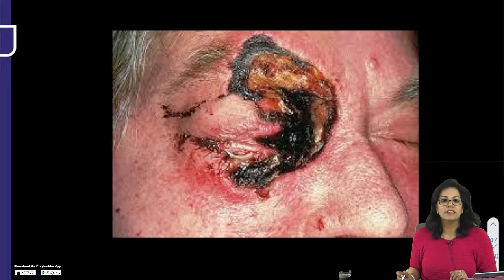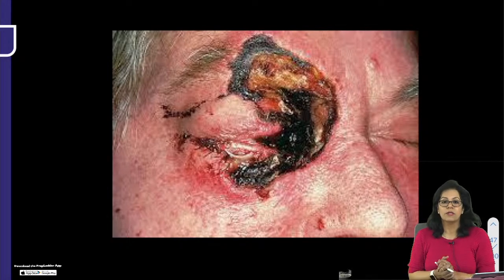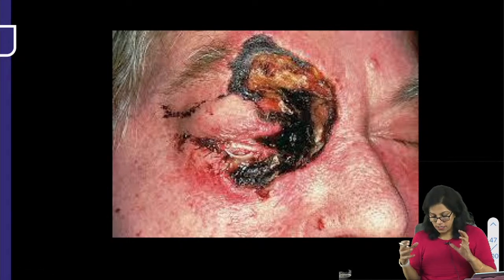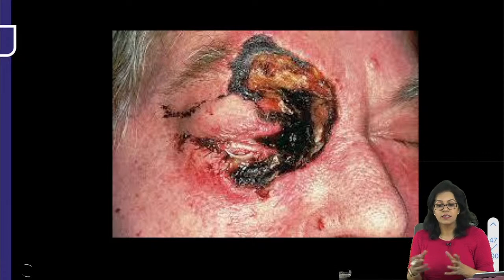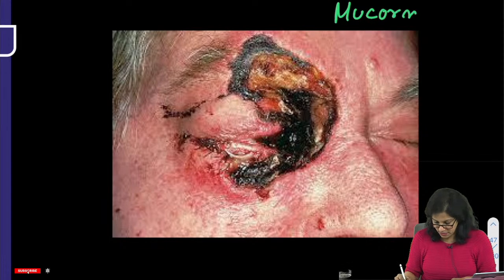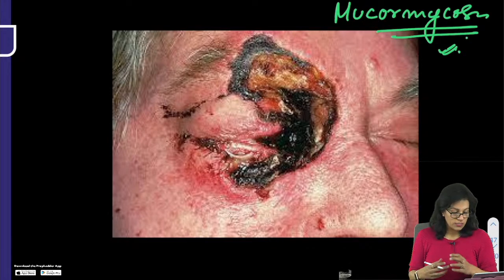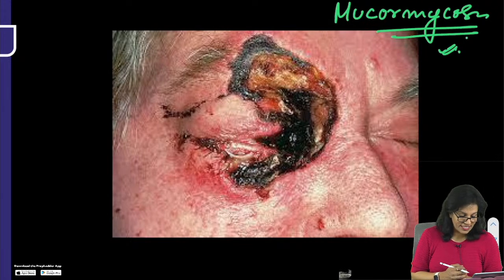This is what is your black fungus. Black fungus is nothing but necrosis of the tissue because it is invading the blood vessels and there is necrosis of the tissue. So we are looking at mucormycosis, right? And we have talked about this is the most common fungus causing orbital cellulitis.